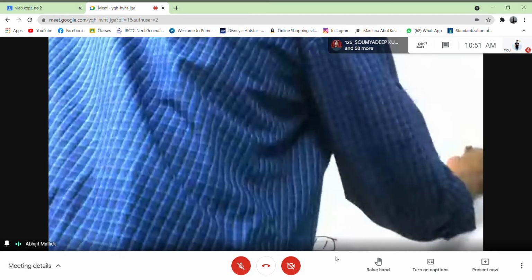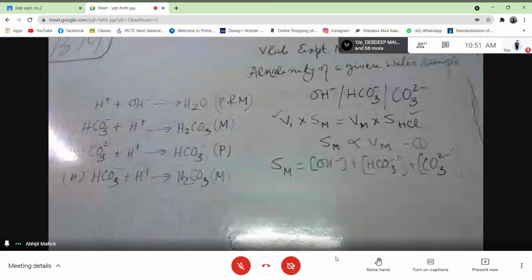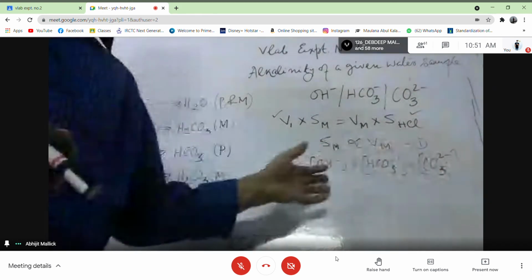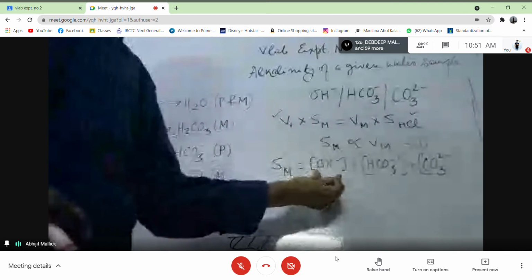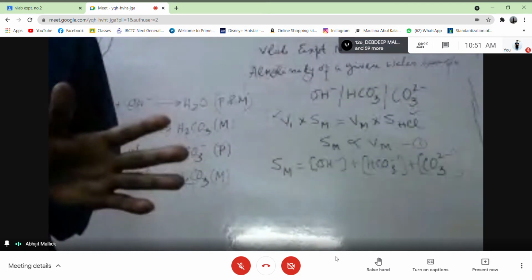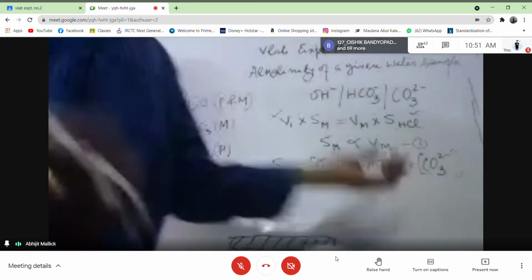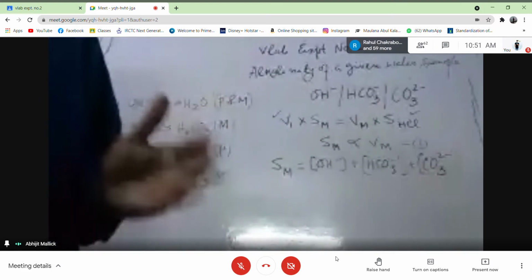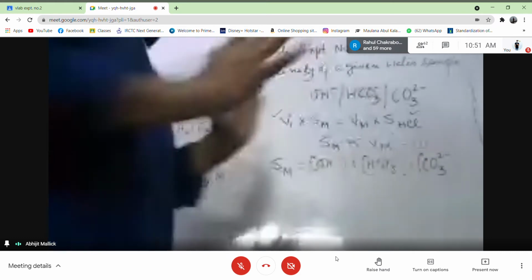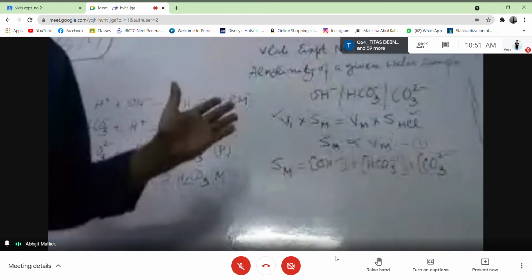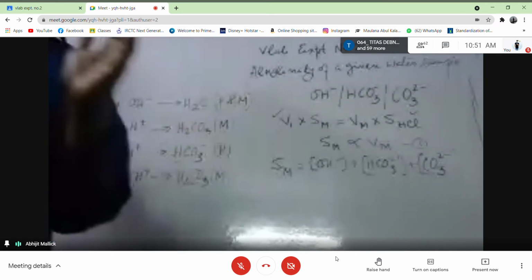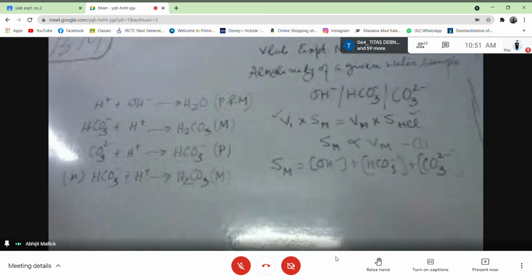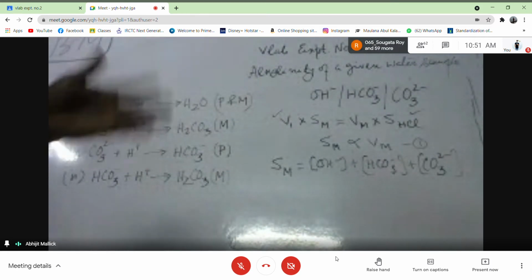So SM includes all three. It cannot determine individual concentrations. What is the concentration of OH minus? Cannot be determined by methyl red. What is the concentration of bicarbonate? Cannot be determined. What is the concentration of carbonate? Cannot be determined. But total concentrations can be determined. So methyl red can be used when you are asked to determine total alkalinity. Then we can use methyl red.